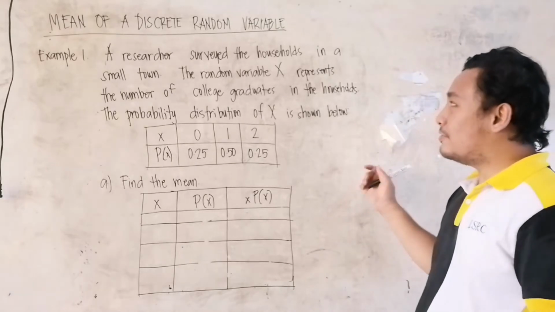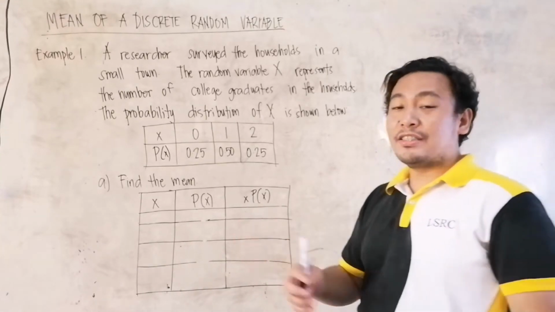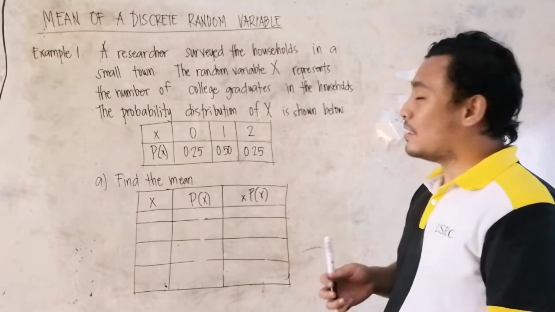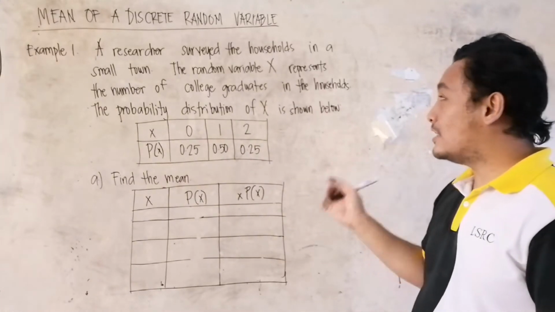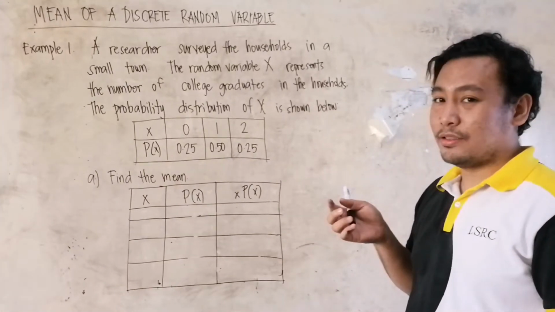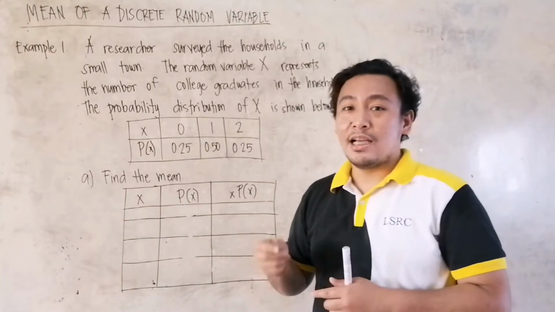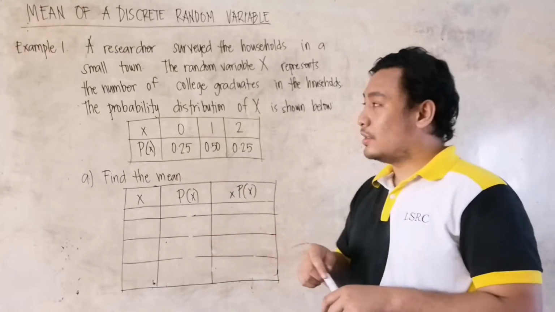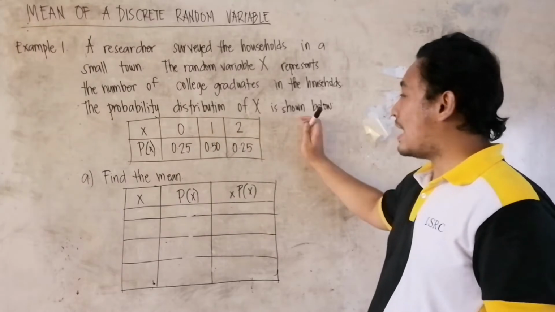A researcher surveyed a household in a small town. So, meron daw group of researchers, nag-survey daw sila sa isang maliit na bayan. A random variable x represents the number of college graduates in the households. So, ibig sabihin, ang sinurvey nila is kung ilan ba yung graduate ng college sa bawat household. The probability distribution of x is shown below.